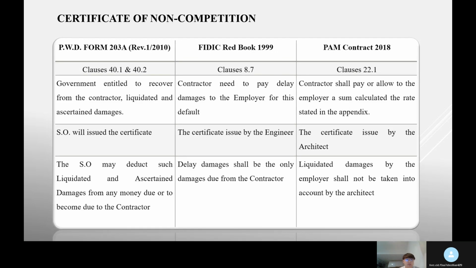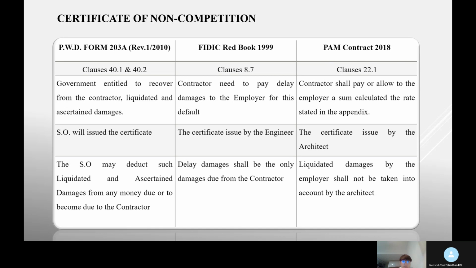Next is the certificate of non-completion. In PWD Form 203A, clauses 40.1 and 40.2, the government is entitled to recover from the contractor liquidated and ascertained damages. The SO will issue the certificate.